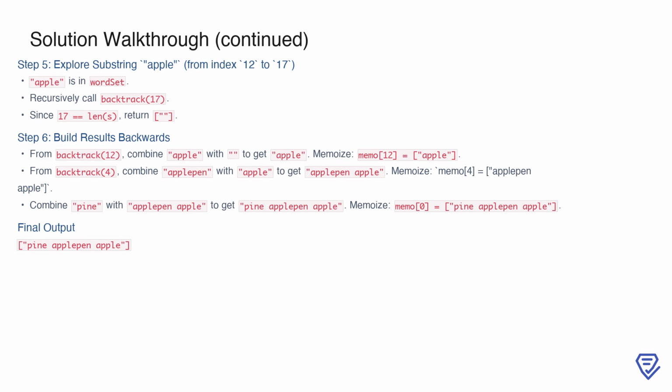Finally, from the initial backtrack call at index 0, we combine "pine" with "apple pen apple", forming "pineapple pen apple", and memoize it as memo[0] equals "pineapple pen apple". The final output for this example is "pineapple pen apple".